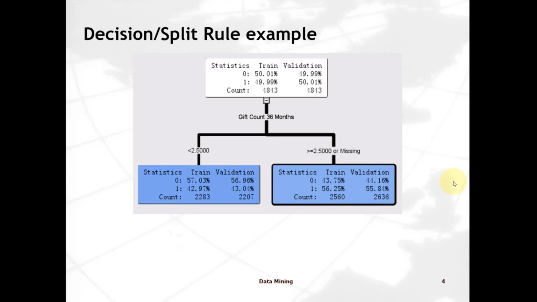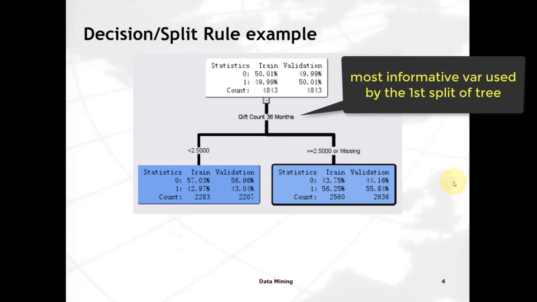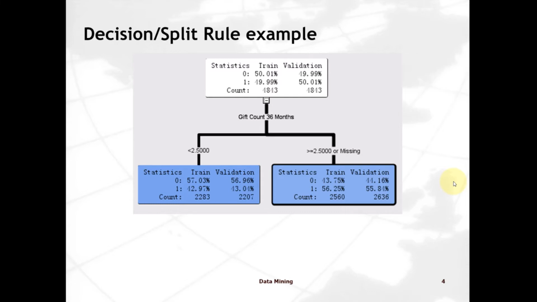So what is a split? A split is a decision rule that separates the sample into, in this case, two branches. It separates the branch into two mutually exclusive sets based on one variable. In this case, this is the donation data set. The most informative variable is the gift count 36 months. It's the number of gifts that the person has made within the past 36 months. That's the most informative variable to split first on the entire sample. If this variable is smaller than 2.5, it goes to the left. If it's larger than or equal to 2.5, or if the value is missing, it's included on the right branch.